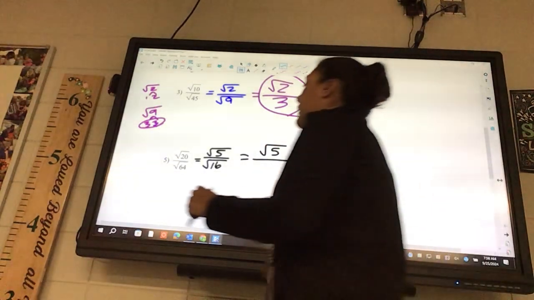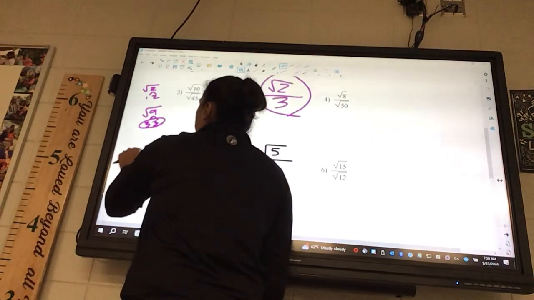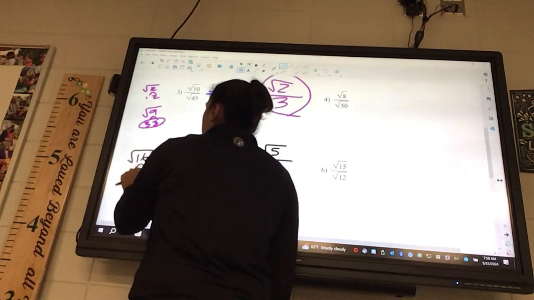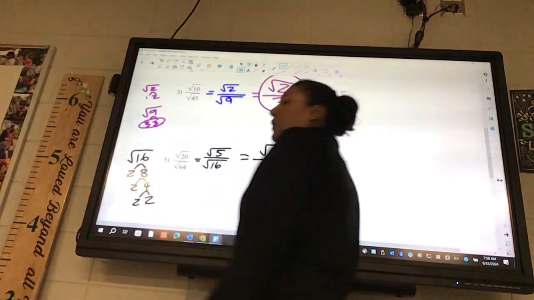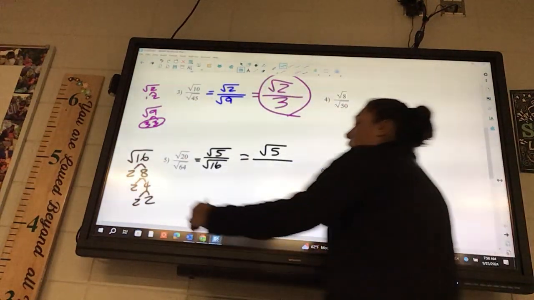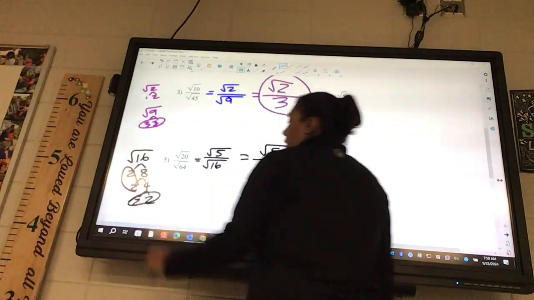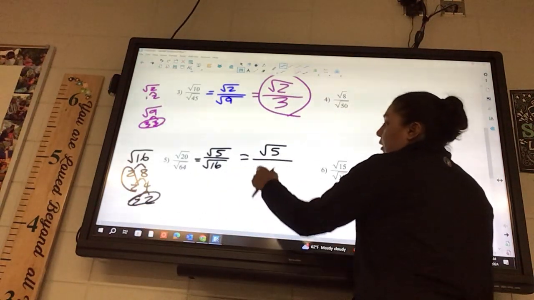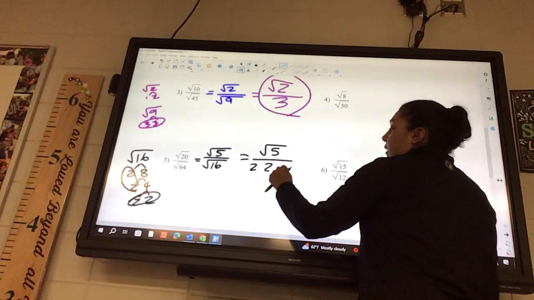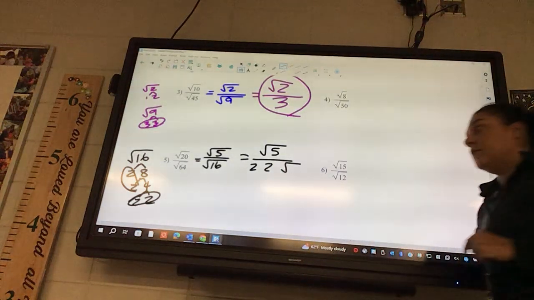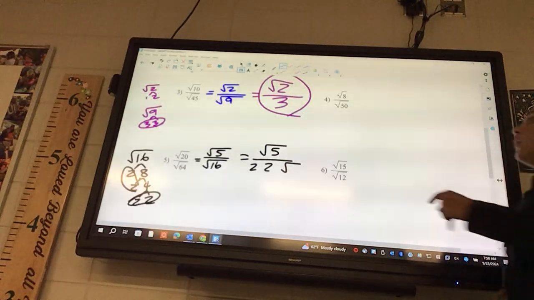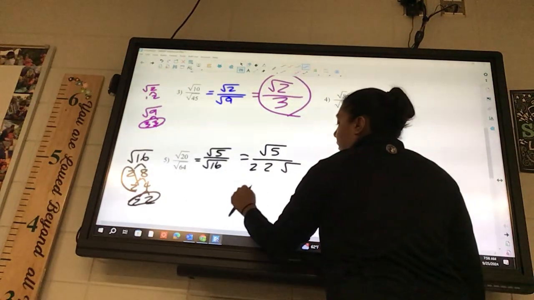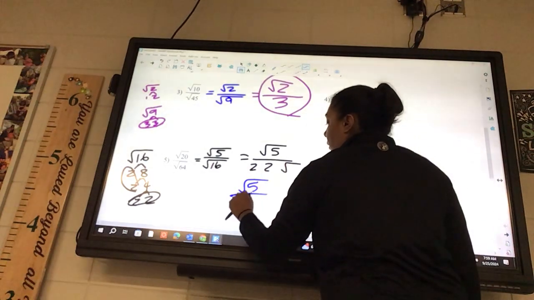Okay, 16 is going to be 2 and 8, 2, 4, 2, 2. So who can go? 2 pairs of 2s. Okay, and again, I'm doing it the long way, but you're going to have 2, 2 on the outside. Who's left on the inside? Nobody. And then what are you going to do with that 2, 2? Multiply them. So really what we're going to be left with is square root of 5 over 4.